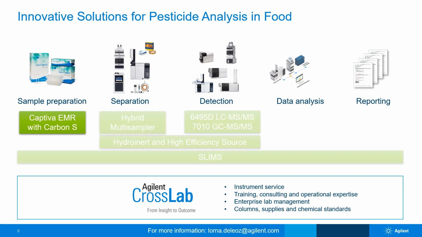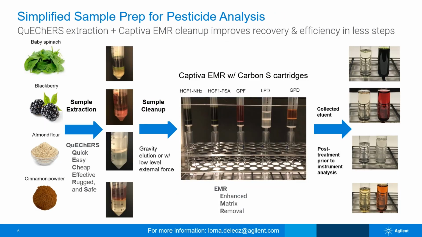And I'll start with the Captiva EMR with Carbon S, or the Enhanced Matrix Removal Technology for sample prep. Sample prep consists of two parts, sample extraction and then sample cleanup. Almost always, sample extraction involves QuEChERS extraction, which is simply adding salt and acidified acetonitrile to the homogenized sample, mechanical shaking, then centrifuging the crude extract.